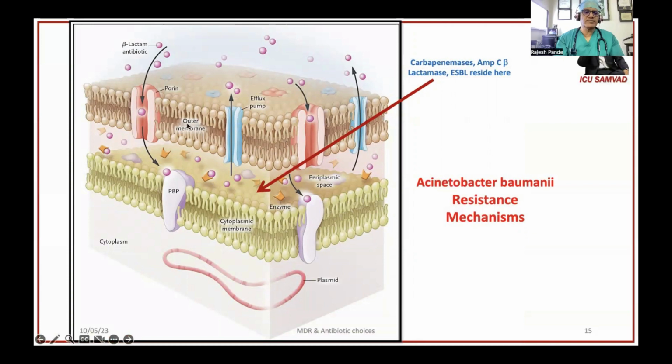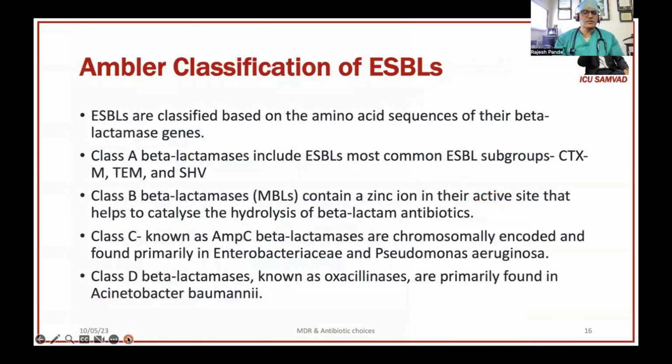This is the outer membrane that you can see. This is the periplasmic space, and this is the cytoplasm. So here there is loss of these porin channels or entry points, and there is active overexpression of efflux pumps. There are a lot of ESBLs in the periplasmic space, and then this is plasmid mediated. So because of the extended ESBLs, we follow the Ambler classification.